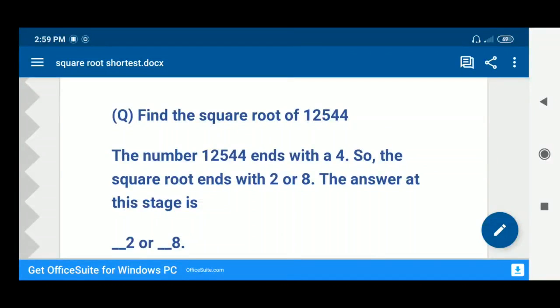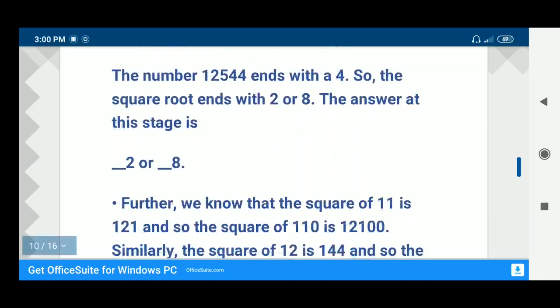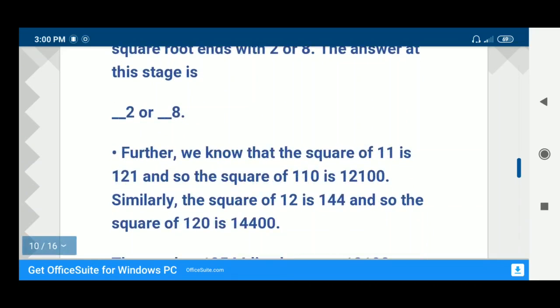Let's find the square root of the number 12544. The number 12544 ends with a 4. So, the square root ends with 2 or 8. Further, we know that the square of 11 is 121, and so the square of 110 is 12100. Similarly, the square of 12 is 144, and so the square of 120 is 14400.